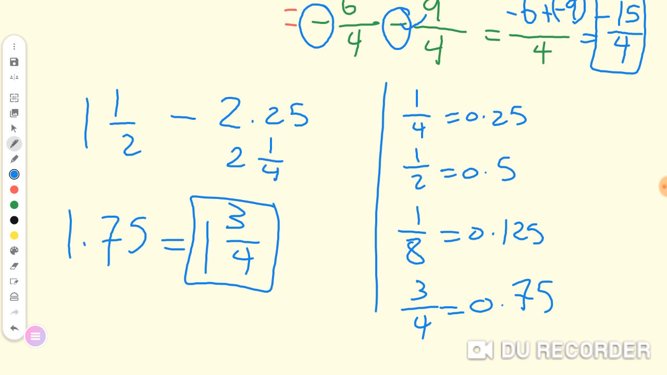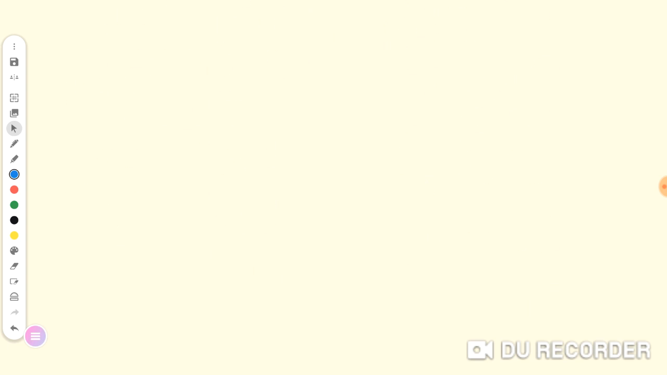Okay, let's move to another example, which is multiplying integers. What is the rule of multiplying integers? Sign rule of multiplication. As we see, it's different from the sign rule of addition.